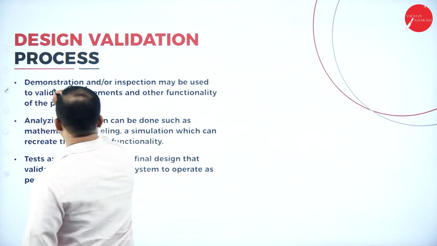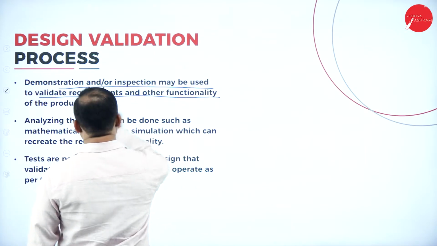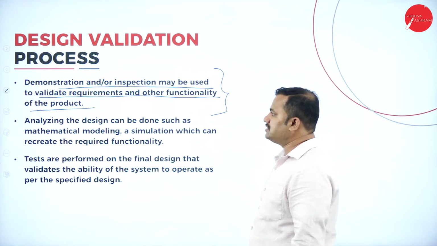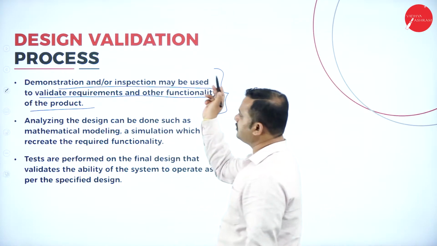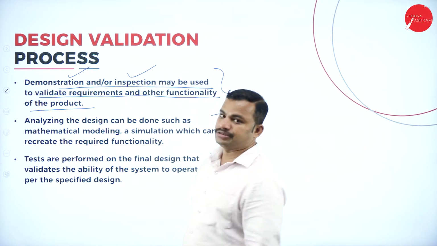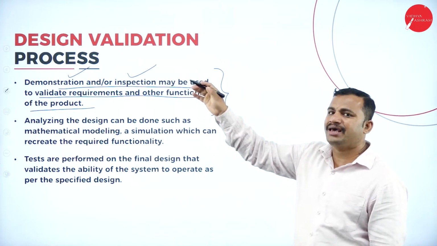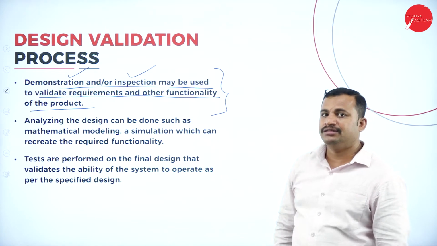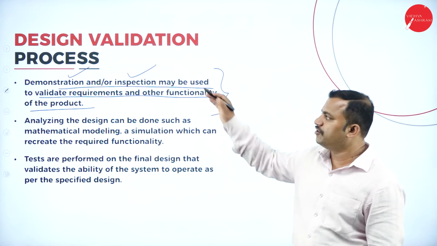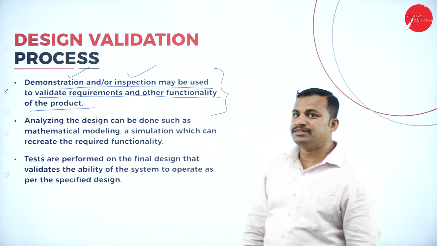Here, demonstration and inspection may be used to validate requirements and other functionality of a product. As I told you, that is how validation is done. That means validation of requirements and other functionalities of a product is done by demonstration and inspection. That means verification is done, and demonstration is done at the acceptance testing level. During the time of delivery of software to the client, we perform the demonstration to the client. That is called acceptance testing.